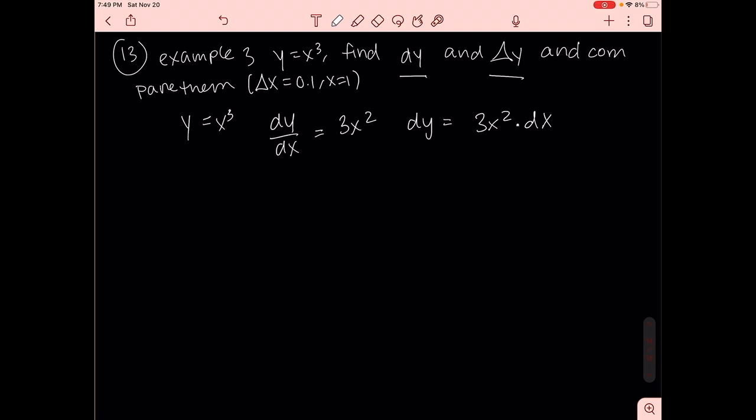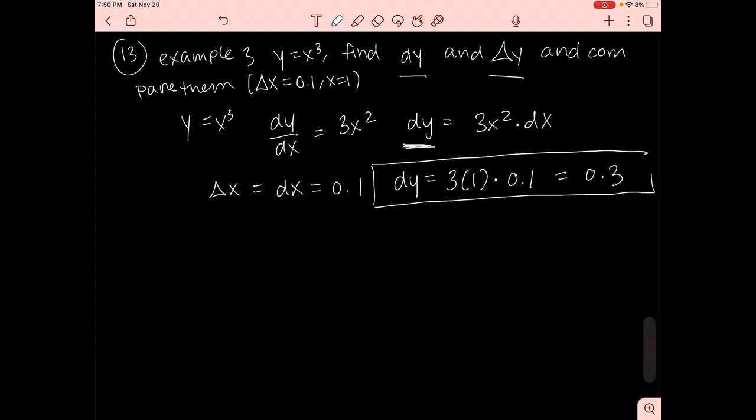Okay, perfect. Now that means that we can actually evaluate dy to get a number because we've been given delta x and we've been given x. So if you remember from before, delta x is simply equal to dx. So that means that dx is equal to 0.1. And since we know that x is equal to 1, we can simply plug that in here. So dy is equal to 3 times 1 times 0.1. And that gives us 0.3. Wonderful.